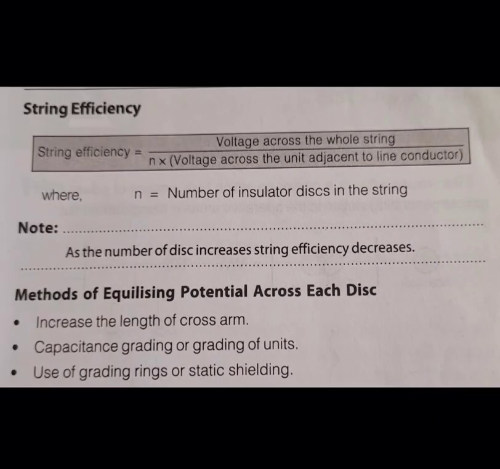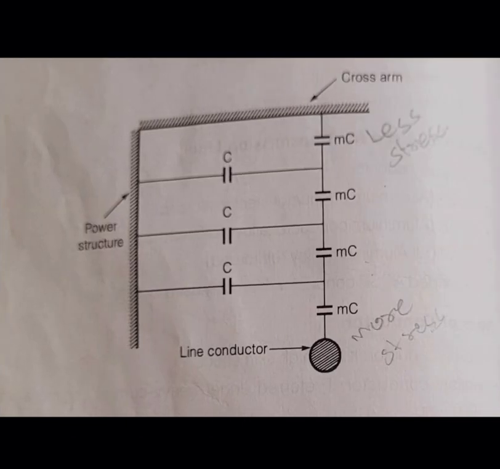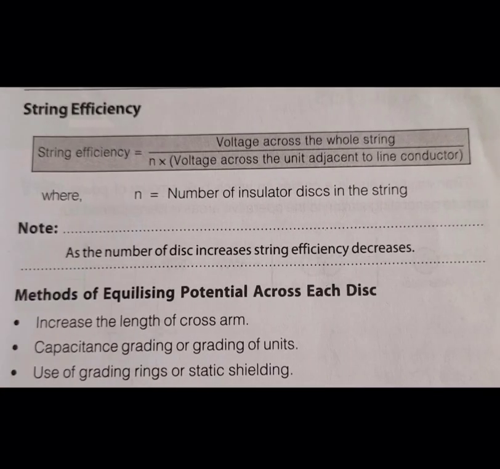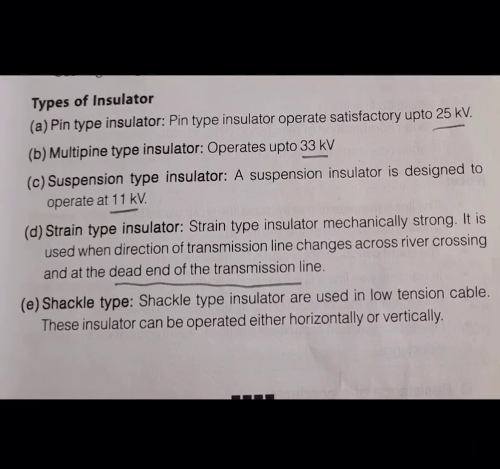As the number of discs increases, the string efficiency decreases. So the methods of equalizing potential across each disc are: increase the length of the cross arm, we have to increase this arm; capacitance grading or grading of the units; and use of grading rings and static shielding.